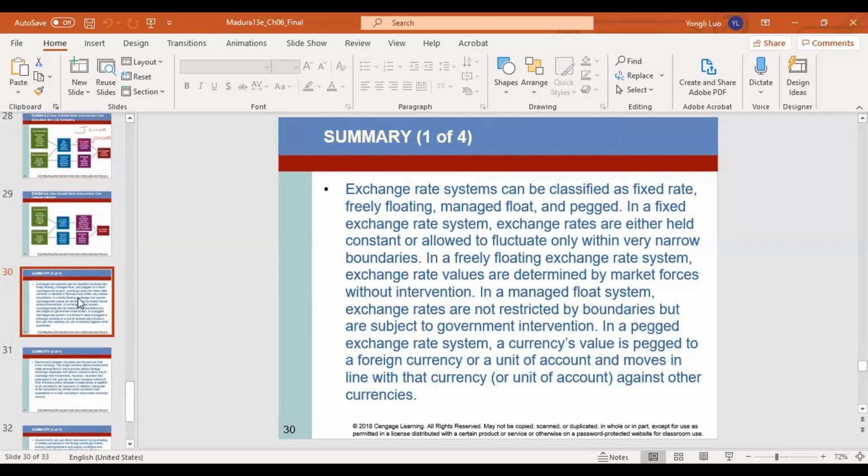Now we come to the conclusion of this chapter. Exchange rate systems can be classified as fixed, freely floating, managed float, and pegged.